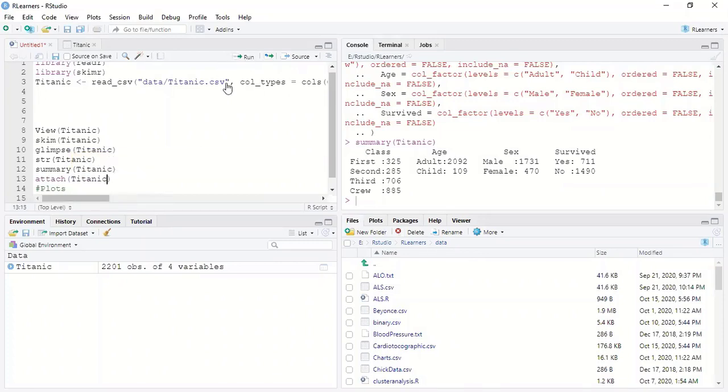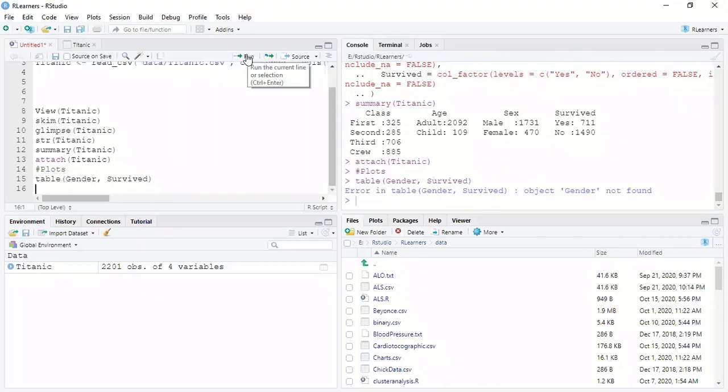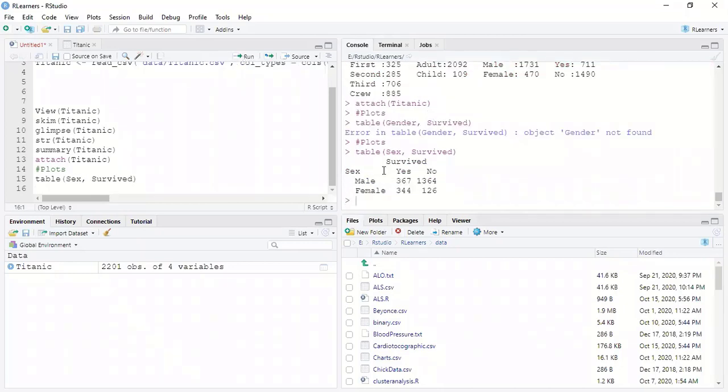Okay, all right, so let's have a table of gender and survival. No, there was no gender, it was sex, sorry. So here is the output. According to the survival, 367 males survived and 1,364 did not survive. And the females, 344 survived, 126 did not survive.